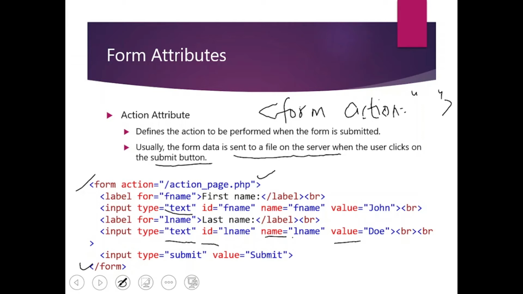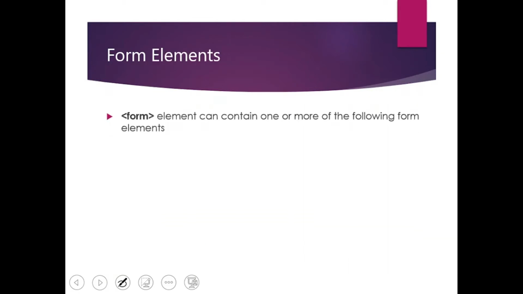So let's see what the form elements are. A form element can contain one or more of the following form elements. It means that you can have more than one input type inside the form tag. So you will have input, label, select, option, text area, button. Now input we very well know. Whatever we want to input onto the form, it could be text box, radio button, checkbox, etc. We need to write an input over there.